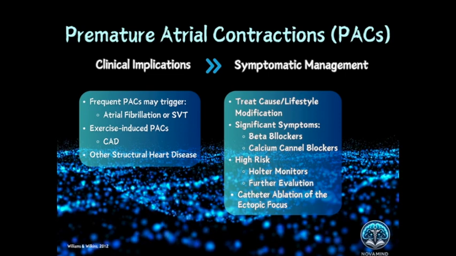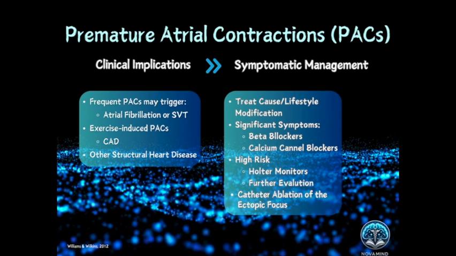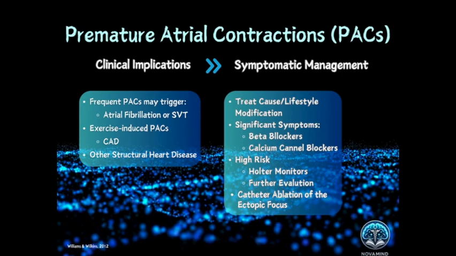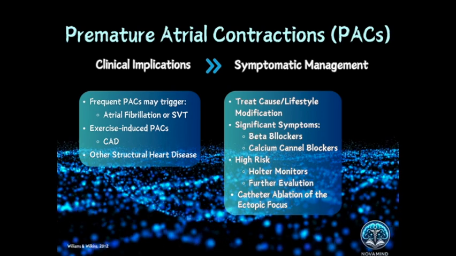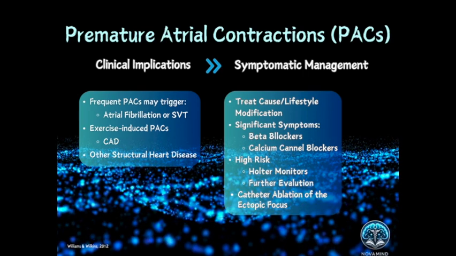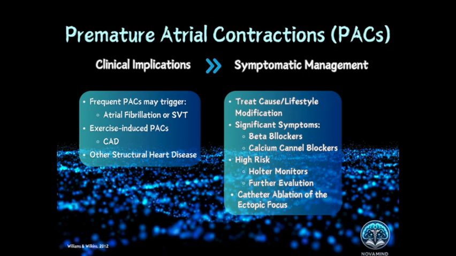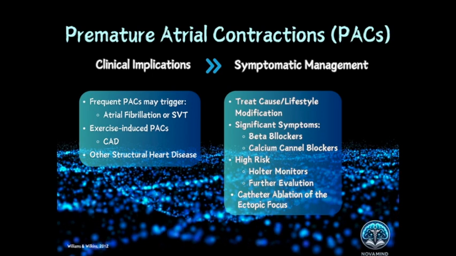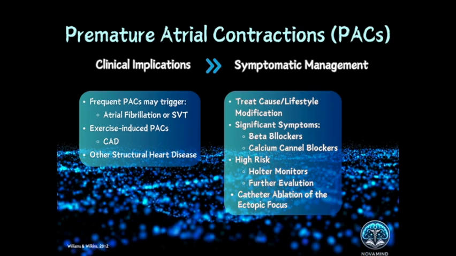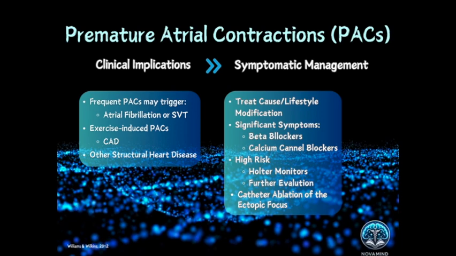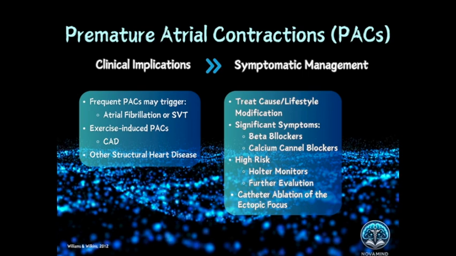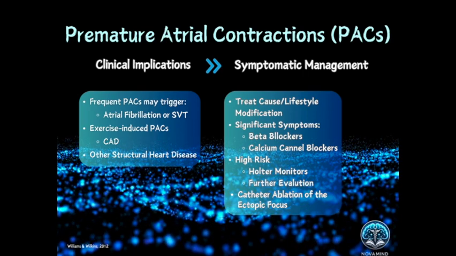While most PACs do not require treatment, in some cases, frequent PACs can serve as a precursor to more significant arrhythmias, including atrial fibrillation or supraventricular tachycardia. These are especially a concern in patients with underlying structural heart disease. Exercise-induced PACs can be more concerning as they may indicate underlying coronary artery disease or other cardiac abnormalities in certain patients. In symptomatic cases, management involves lifestyle modifications such as reducing caffeine, alcohol, and stress. If PACs occur frequently, cause significant symptoms, or trigger atrial arrhythmias, beta blockers or calcium channel blockers may be considered.